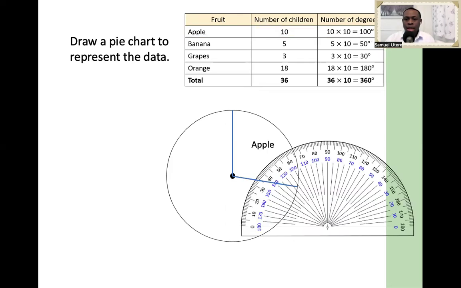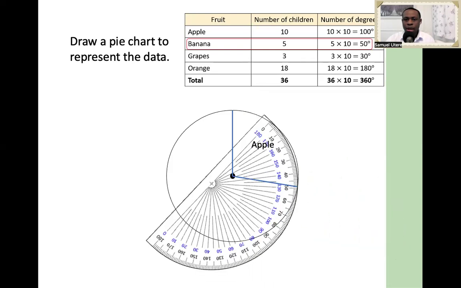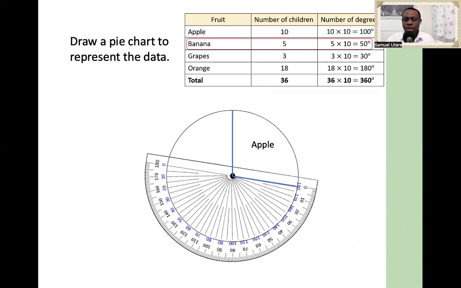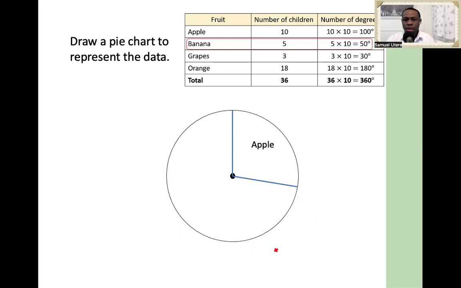Next, we're going to line our protractor at the zero mark where we stopped at 100 degrees. And now we're going to mark 50 degrees from that zero mark. You can see that we're using the outside scale. So we're going to mark 50 degrees, and then we'll take a ruler and draw from the middle of the circle to the point where we marked 50 degrees.